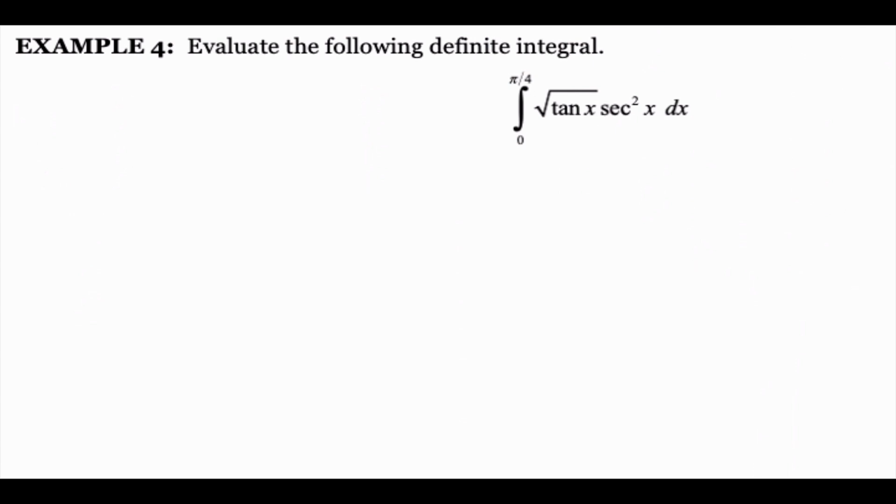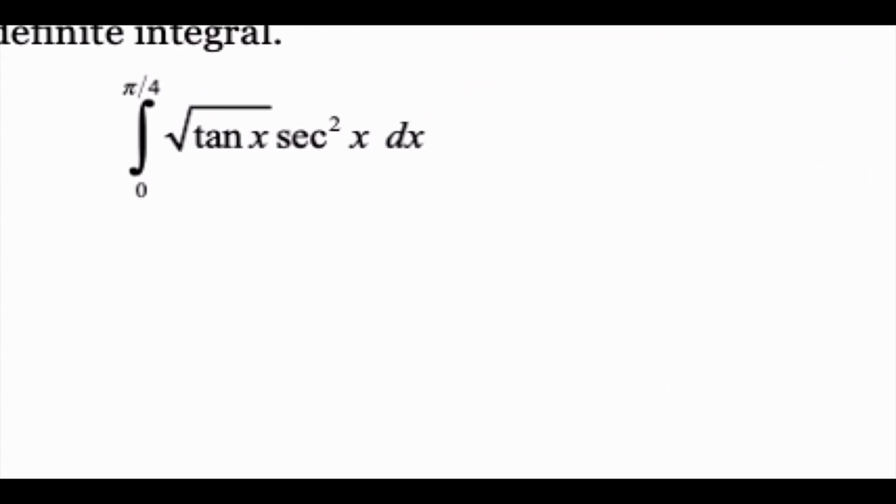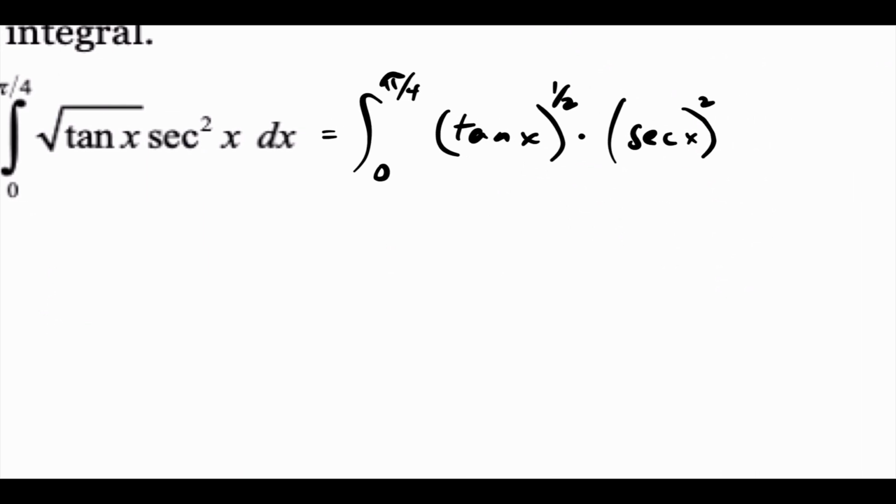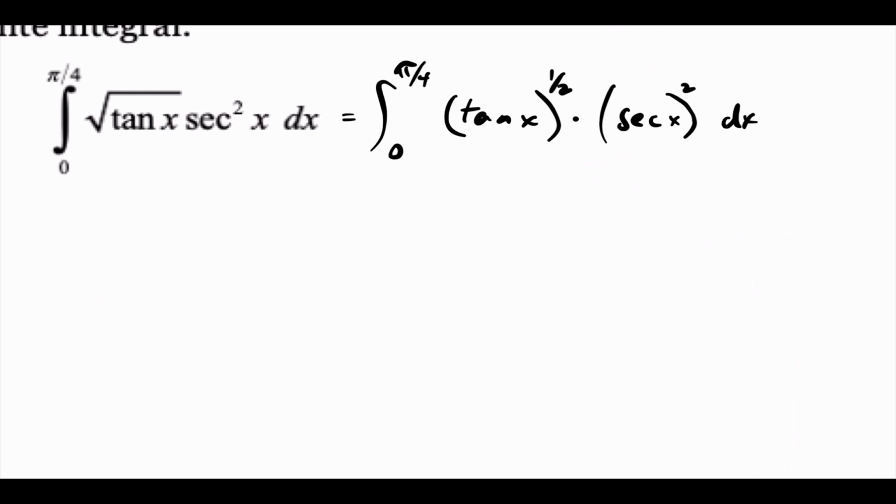What's the first thing I should do here? Rewrite it, right? Get rid of the root. Rewrite the power. So instead of square root tangent, I'm going to put tangent of x to the 1/2 power times, and then I'm going to rewrite this guy squared. Same problem, just rewritten.